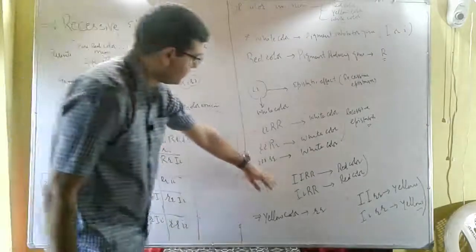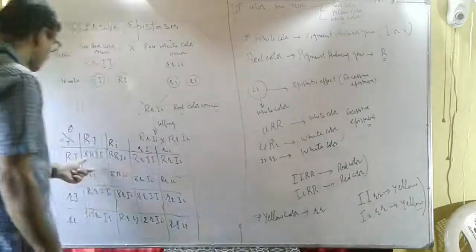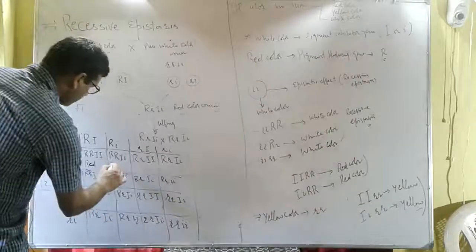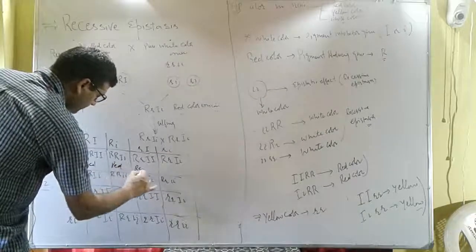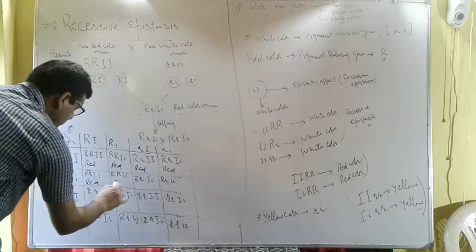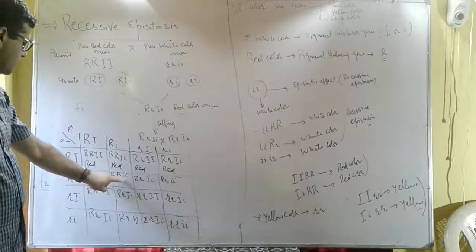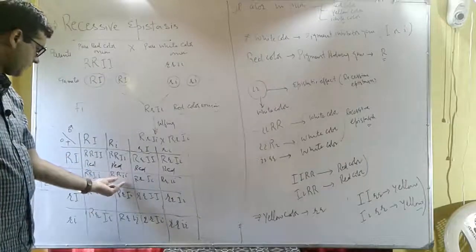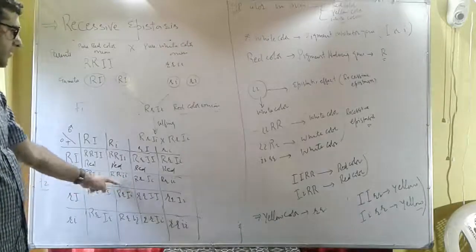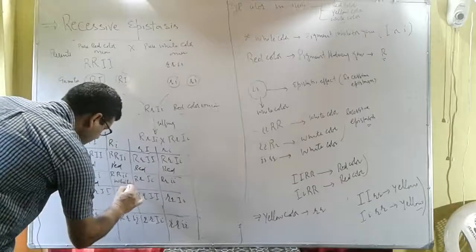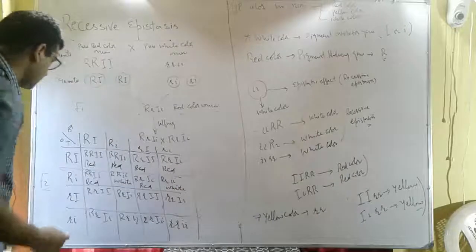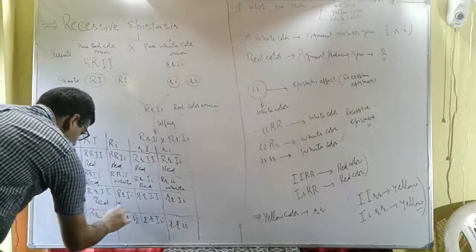According to this notation, this is red color onion. This is red color onion. This is red color onion. This is red color onion. This is also, what is this? This is small i. That means the recessive allele of the I gene is present. That means this is white color. This is red color. This is white color. Small i, recessive allele is present. This is red color. This is also red color.